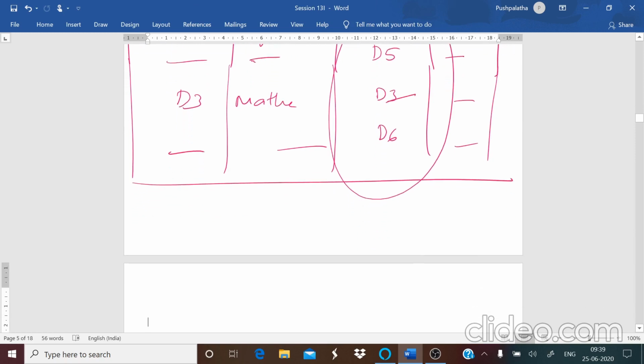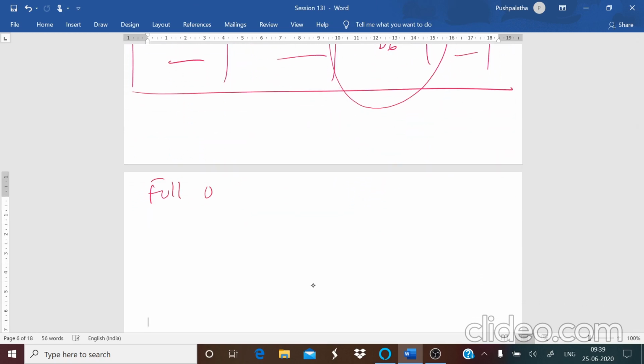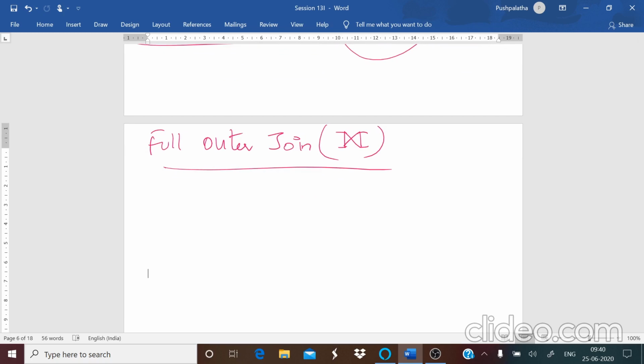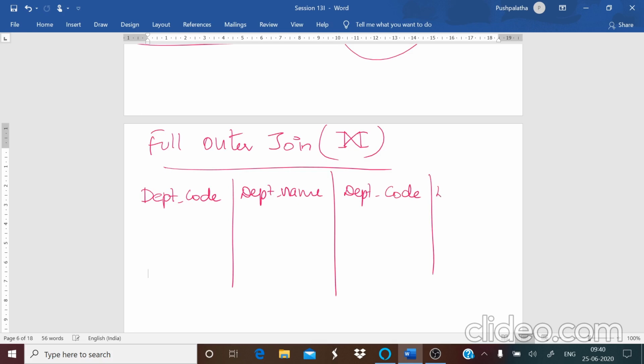And next is your full outer join. In a full outer join, you have both left and right together. Whatever is present in A and B, or R and S, will be there in the resulting relation. So if you go for department versus HOD, you have your department code, department name, department code, and the HOD name.